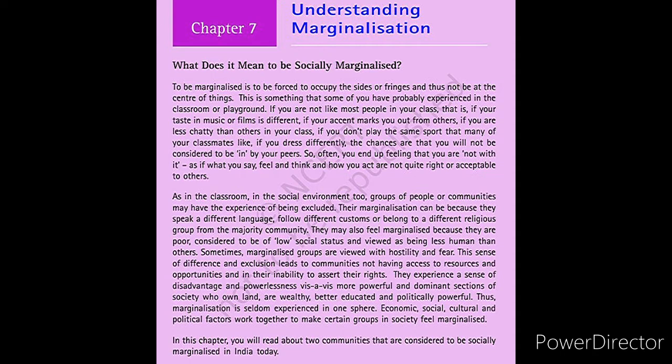Thus, marginalization is seldom experienced in one sphere. Economic, social, cultural, and political factors work together to make certain groups in society feel marginalized. So, basically, in this chapter, we are going to discuss two communities that are considered to be socially marginalized in India today.